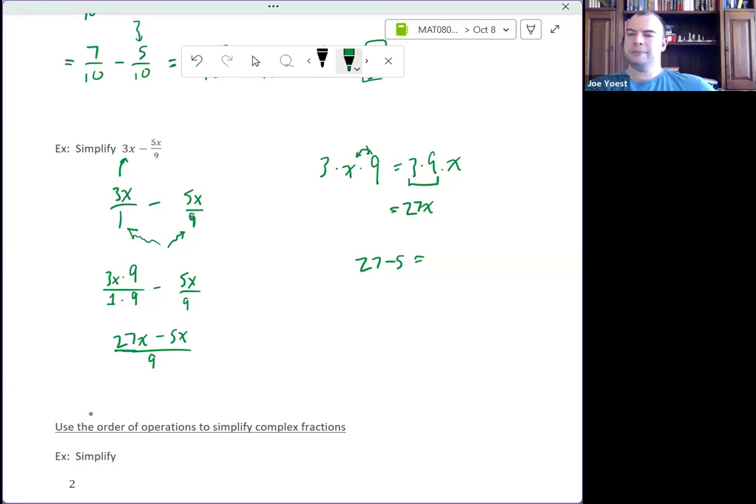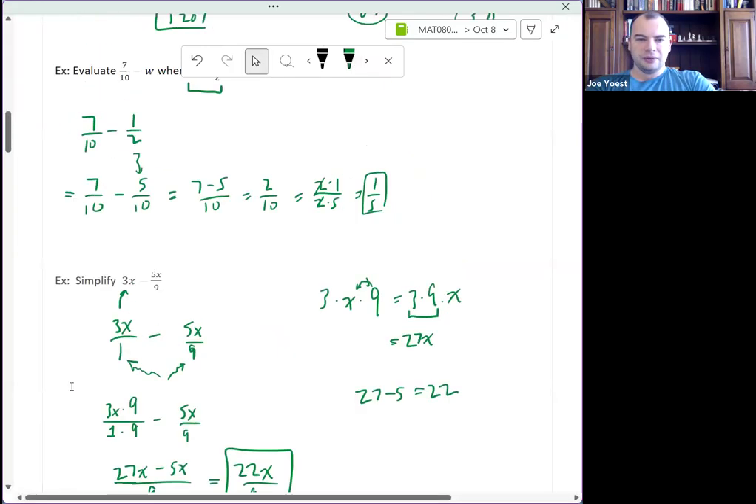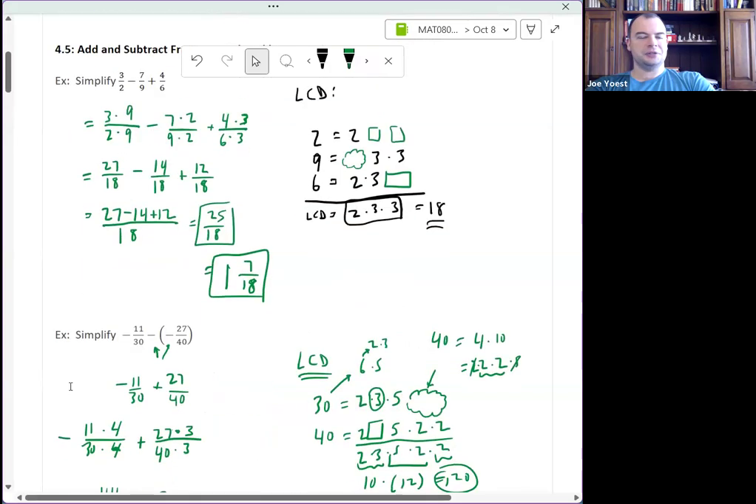We could think of it that way. So then we add or subtract the coefficients and combine the like terms. 27 minus 5 is 22. And we end up with 22x over 9. That x didn't really materially do anything. It just kind of came along for the ride. Any questions on adding or subtracting fractions?